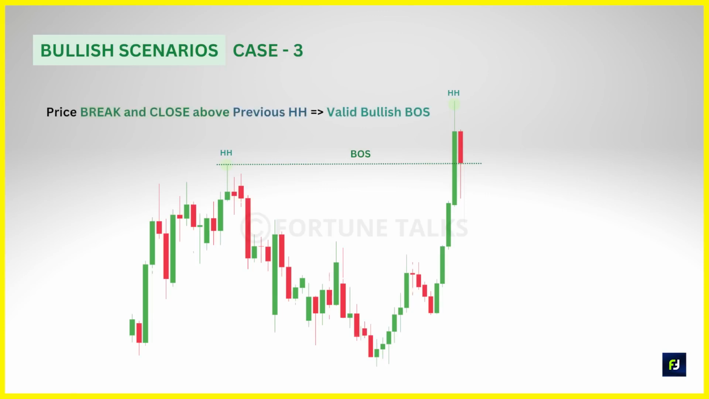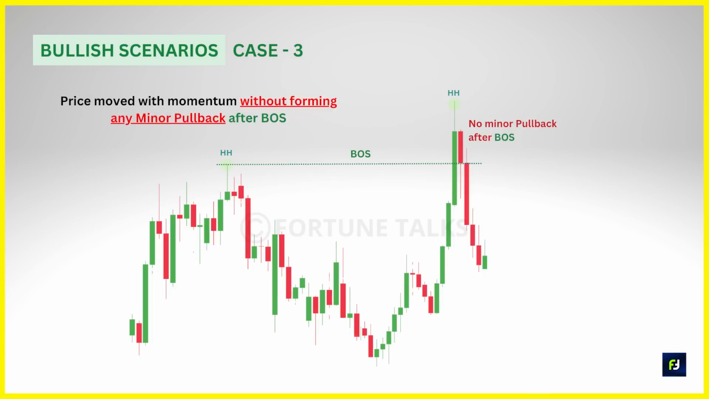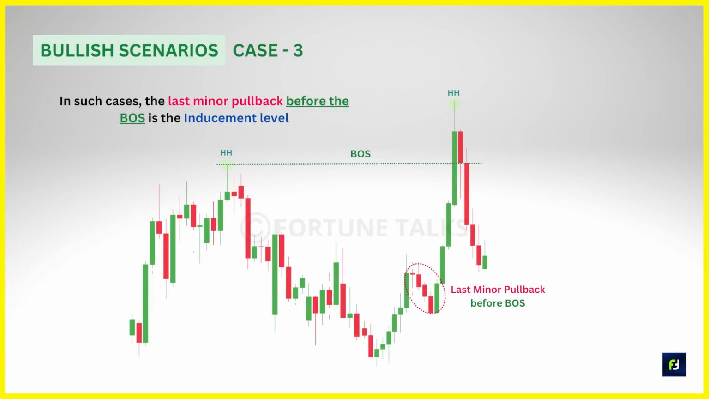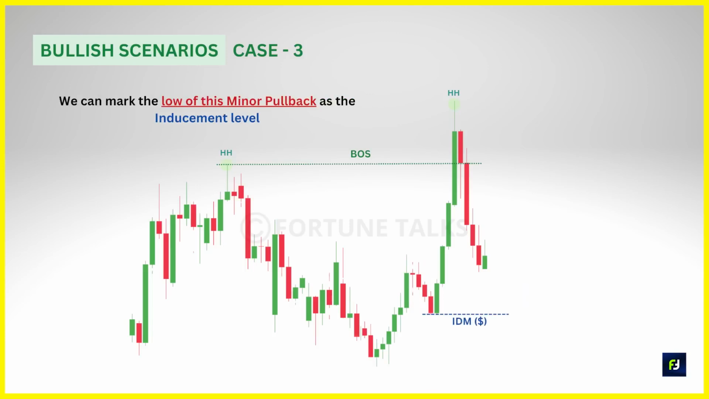It is clear that the price did form a valid break of structure, but as per our definition of inducement, the price did not create any minor pullbacks after the bullish break of structure. But the price did form a pullback just before the break of structure. So in such instances where there is no pullback formed after the break of structure, we will consider the last minor pullback before the break of structure as the inducement level, and we can mark it using a line and name it. Now look what happened next.